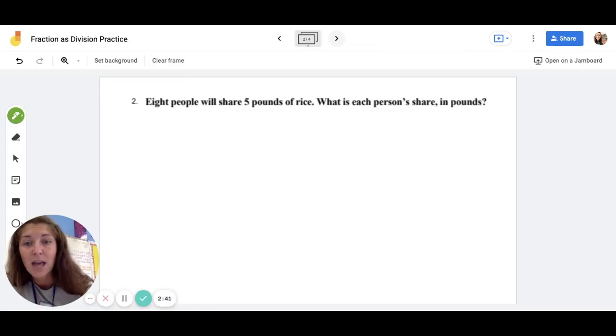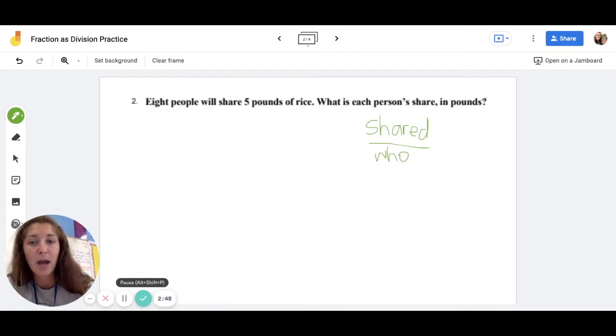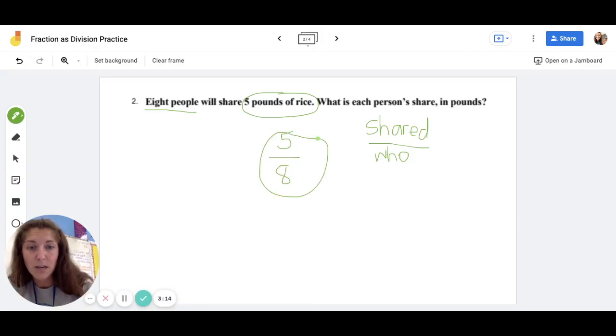The next problem, 8 people will share 5 pounds of rice. What is each person's share in pounds? And as you can see, I've already written my shared over who. So what is being shared from this problem? I'm sharing 5 pounds of rice. So that's what's being shared. Who is that 5 pounds of rice going to? It's going to 8 people. So that would be the who. Therefore, the answer to this question would be 5/8 pounds.